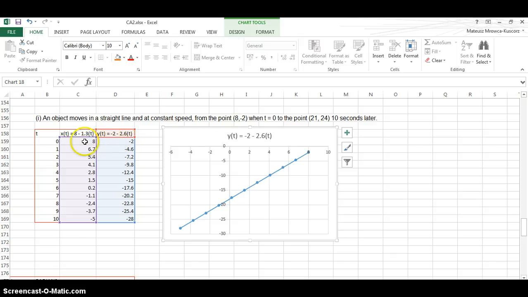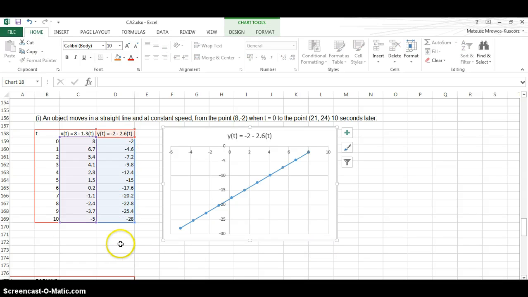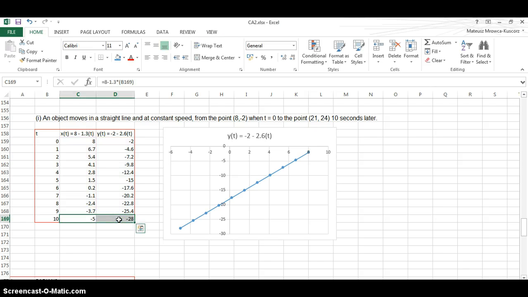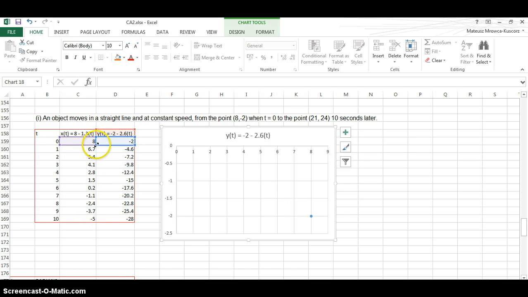So the first graph was a straight line graph starting at point 8, minus 2 and ending on 21, 24. I couldn't get the end position correct. I'm not sure where I went wrong, but I couldn't fix it. However, to create the straight line graph, you give it the initial position in X, the position in Y, and then you drag it over until you get the point. So you drag that position over.